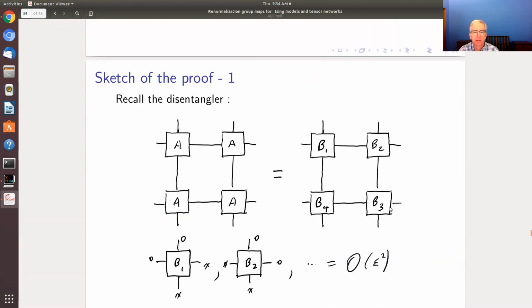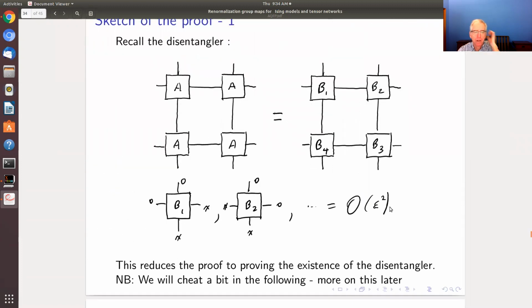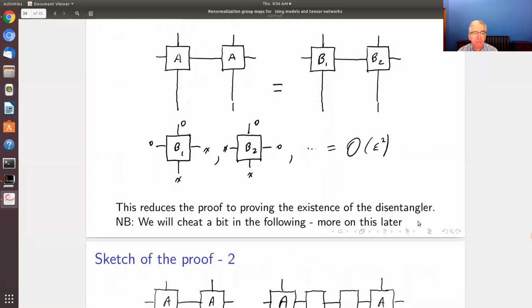Okay, so I want to try and sketch the proof of that. And again, this is just repeating the slide from before of the disentangler. And essentially this idea, and then the following slide where I had the red and the blue groupings of the tensors, reduces the proof to proving that you can do this disentanglement. Now there's a little bit of a cheat in what I'm going to do. If I have time at the end, I'll say what the cheat is and how you fix it. It's a cheat in the presentation, not in the full proof.